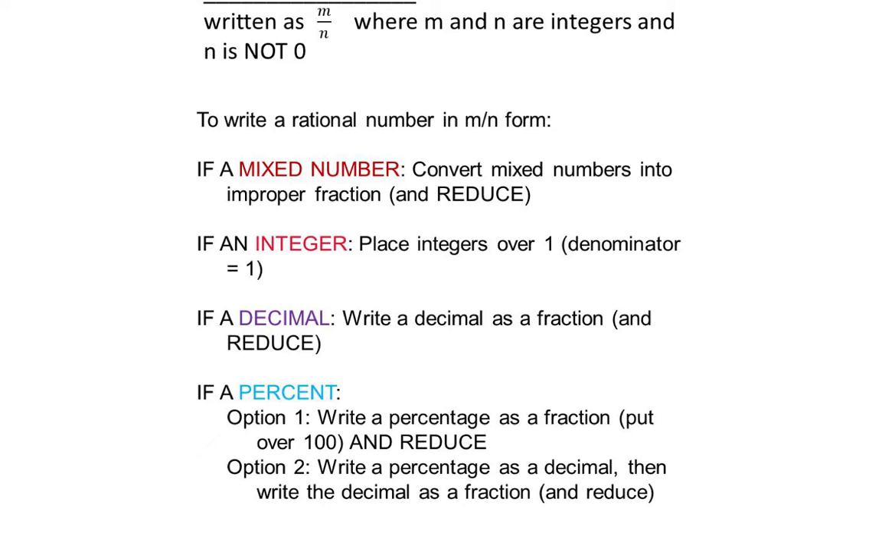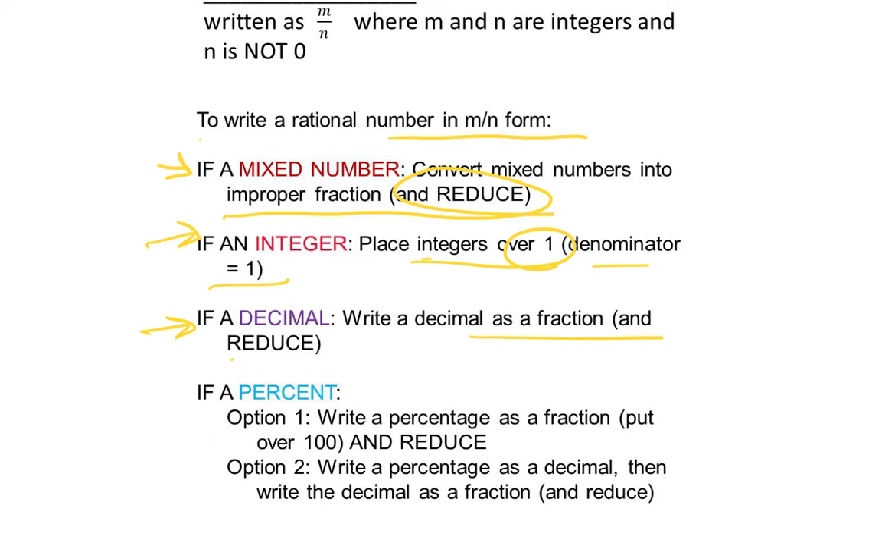To write a rational number in m over n form, if it's a mixed number, you need to convert it to an improper fraction and reduce. If it's an integer, you just place it over 1, which means the denominator is 1. If it's a decimal, write it as a fraction and then reduce. Remember, decimals, you write them as you read them. So 5 and 8 tenths would be that as a decimal. As a fraction, it is 5 and 8 tenths. It's exactly how you read it. And then don't forget to reduce.